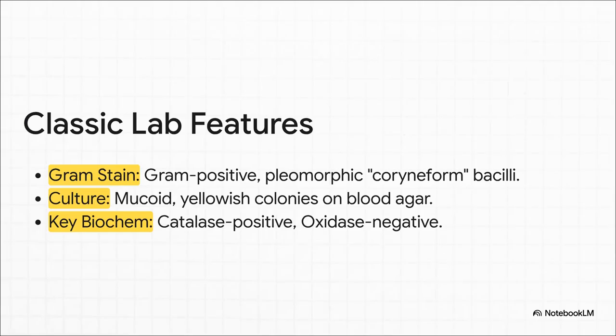So, you get a plate. Your gram stain shows those classic pleomorphic coryneform rods, right? The little V-shapes and palisades, the whole Chinese letters appearance. On blood agar, you see these gooey, yellowish colonies. Quick biochem check: catalase positive, oxidase negative. At this point, you're feeling pretty confident. These are all really strong presumptive clues.